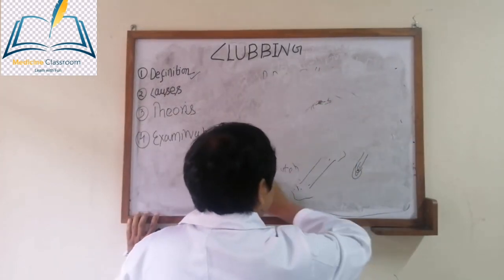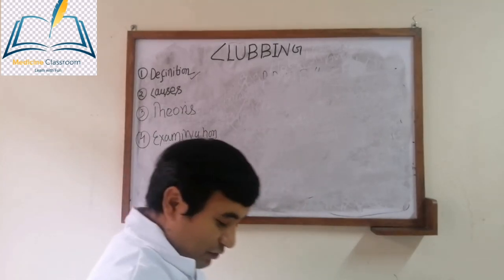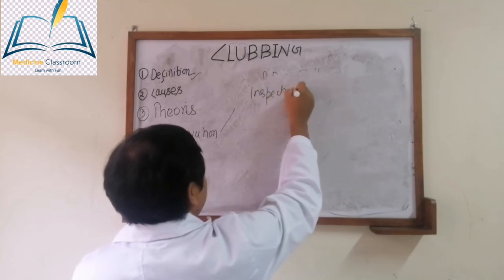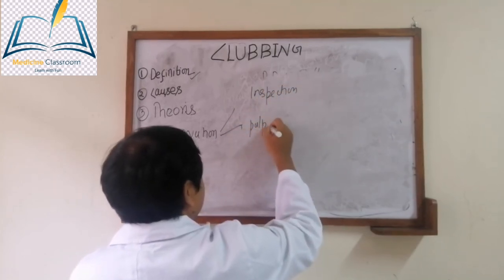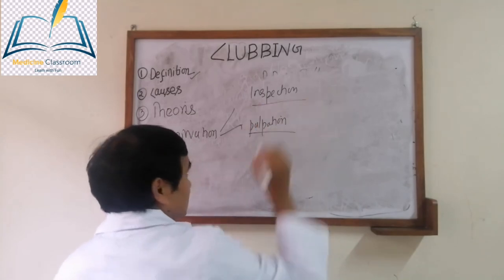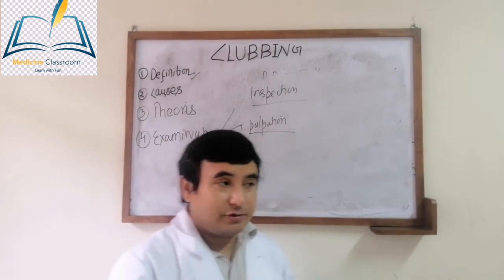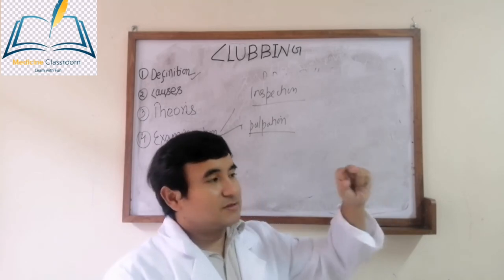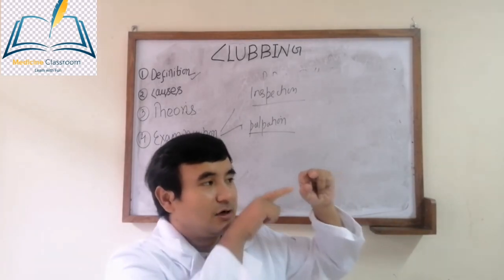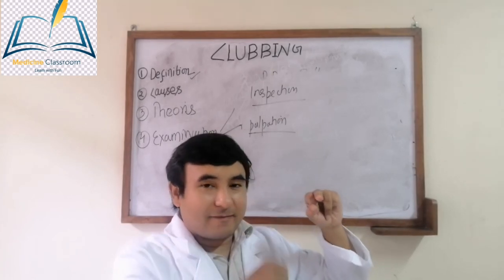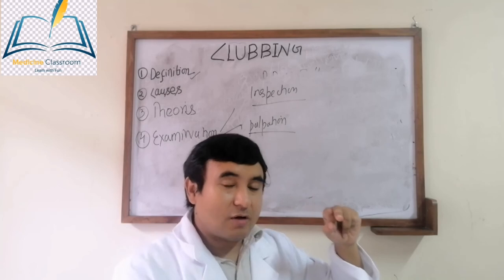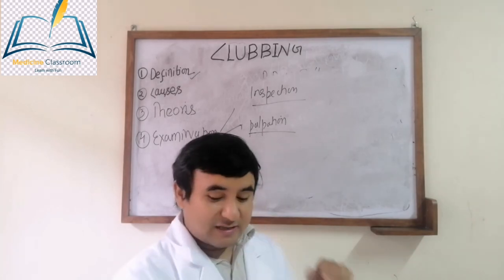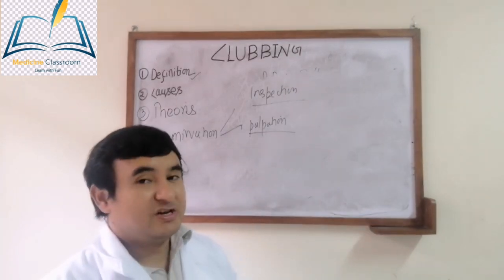So examination-wise, I will make it easy for you. There is the inspection part and there is the palpation part. In the inspection part, when you are looking at the patient, just inspect the clubbing. First, look tangentially at the nail bed for the Lovibond angle, or the obliteration of the Lovibond angle. You have to see from the side and from above. That is the inspection. Just observe the Lovibond angle.